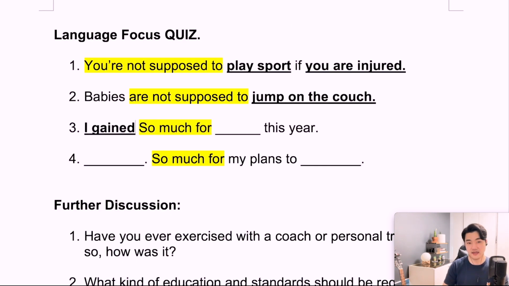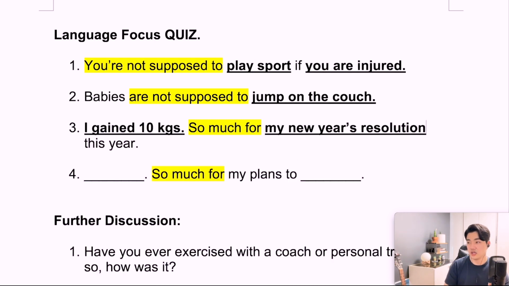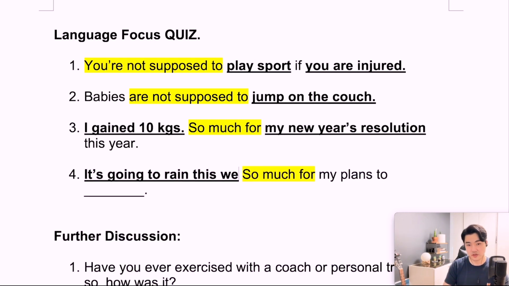Example, I gained 10 kilos. So much for my New Year's resolution. Or number 4, so much for my plans to, it's going to rain this weekend. So much for my plans to go hiking.